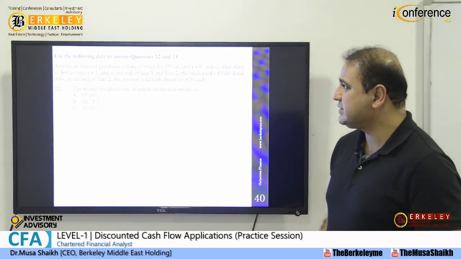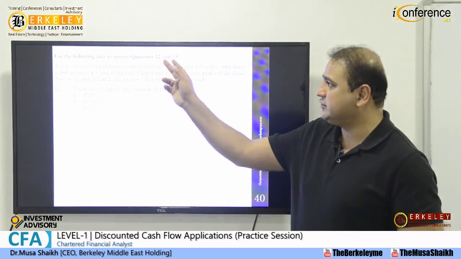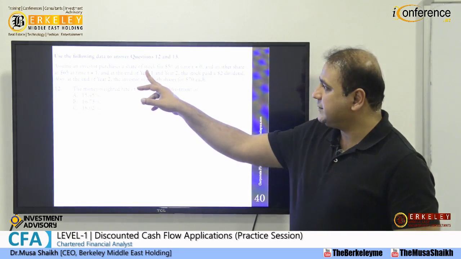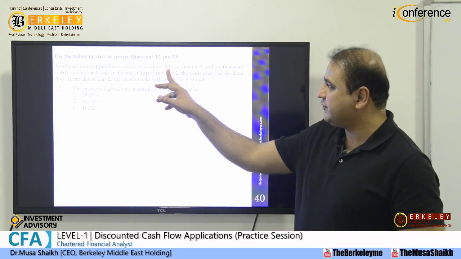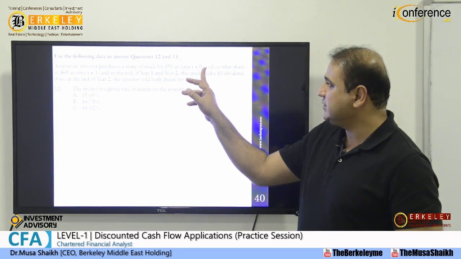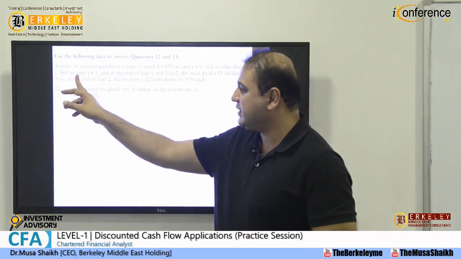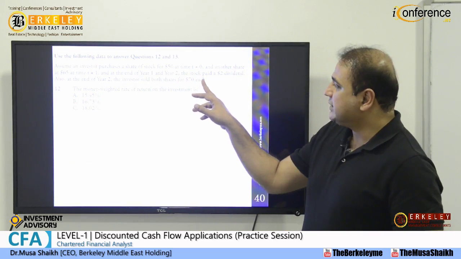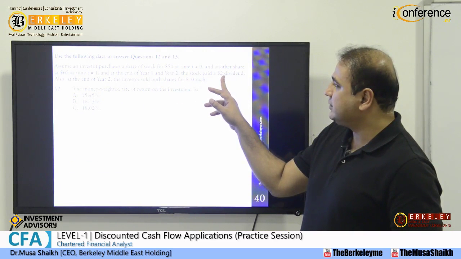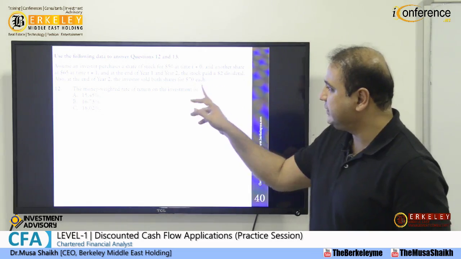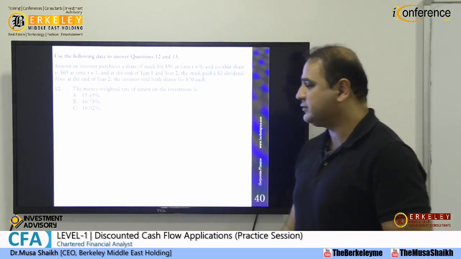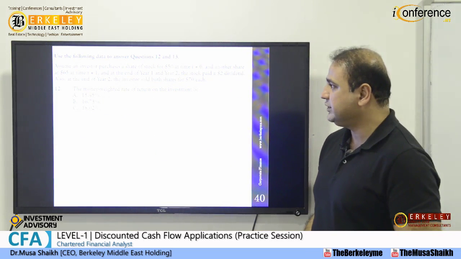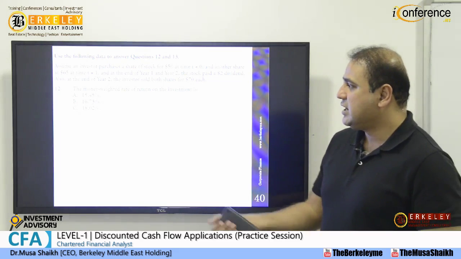We'll do a couple more questions, questions 12 and 13. We'll use the following data. Assume an investor purchases a share of stock for $50 at time t equals 0, and another share at $65 at time year 1. At the end of year 1 and year 2, the stock paid a $2 dividend. The investor sold both shares for $70 each at the end of year 2.